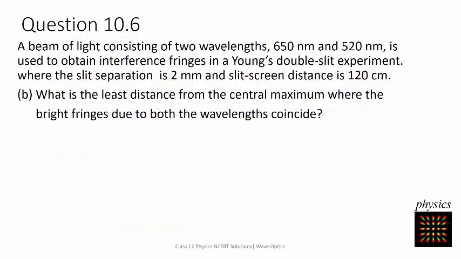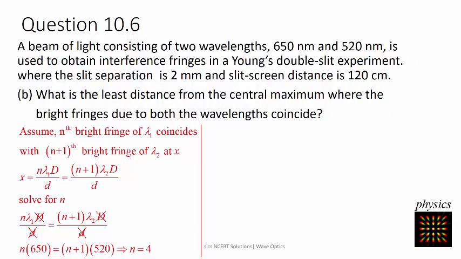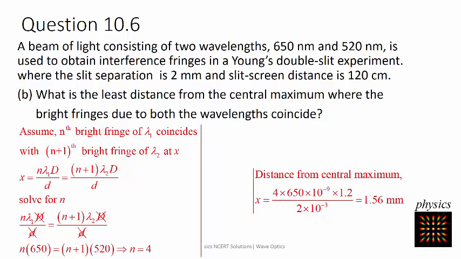And then where does it coincide? So how do we do that? We assume the nth fringe coincides with the (n plus 1)th fringe, and then we solve for n. Once you obtain n, we again go back and find the distance using the expression for x.